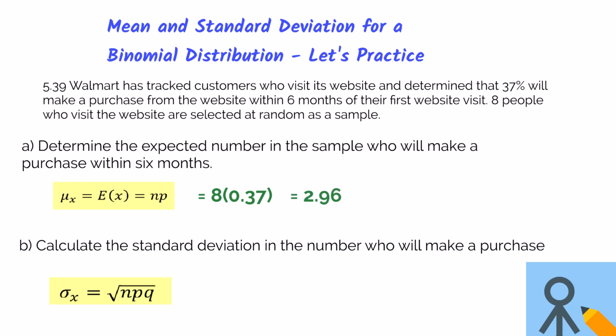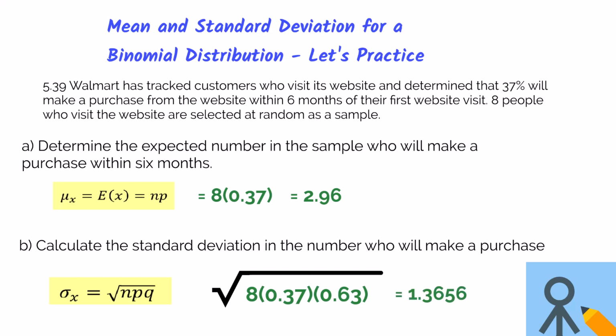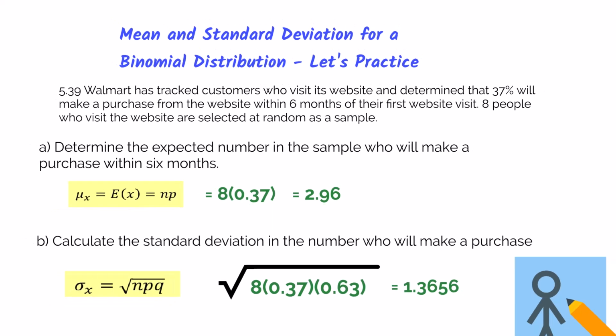So in B, we want to calculate the standard deviation of the number who will make a purchase. So we'll plug in 8 for N, 0.37 for P, 0.63 for Q, which is the complement of P, or 1 minus 0.37. We'll take the square root of that, and we get 1.3656.